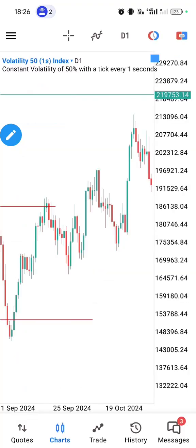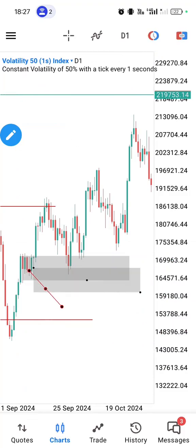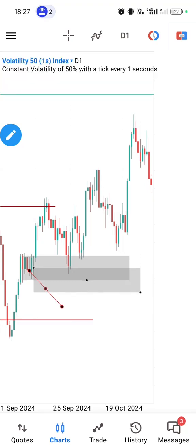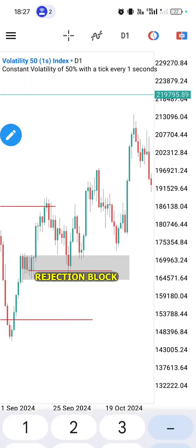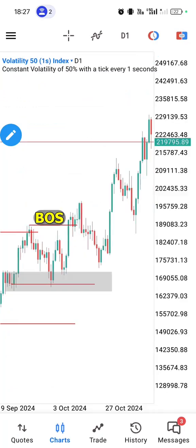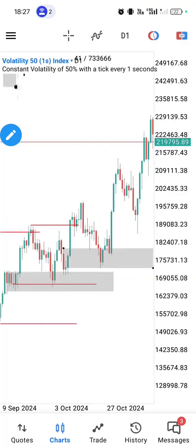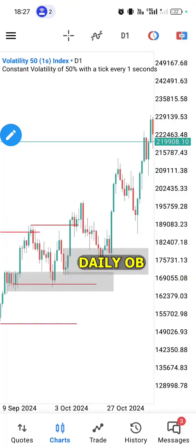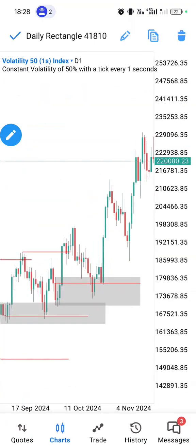Now after the change of character we can see that it respected the daily bullish order block, and from there it's been shooting up. But inside the daily bullish order block, it specifically reacted off of the rejection block. So you can see, if I stretch it out, there is our rejection block that was respected. Then it continues to shoot up by breaking structure above that high. Then it retraced inside the range to respect the daily bullish order block inside that range, and then it continued to shoot up again.